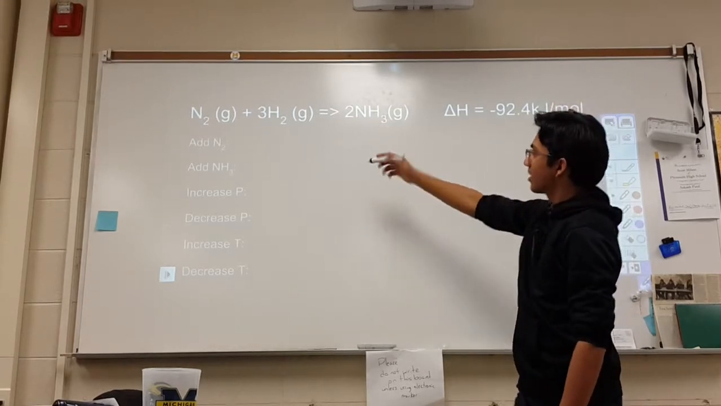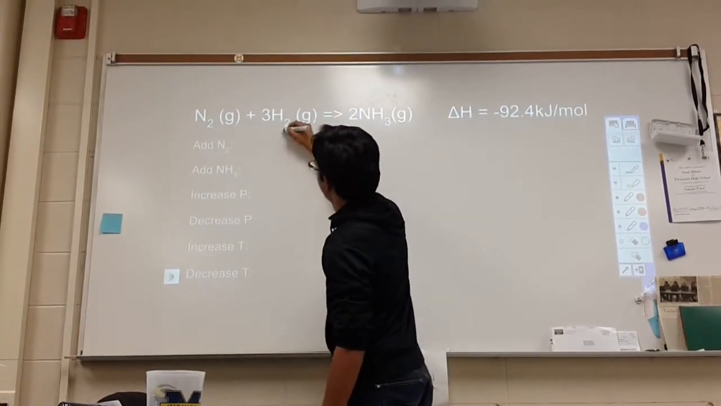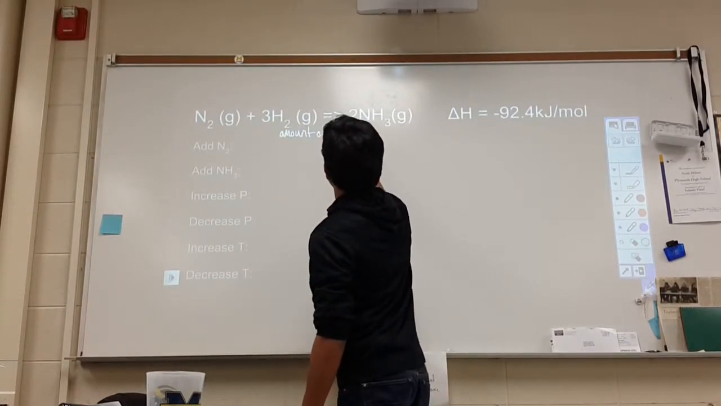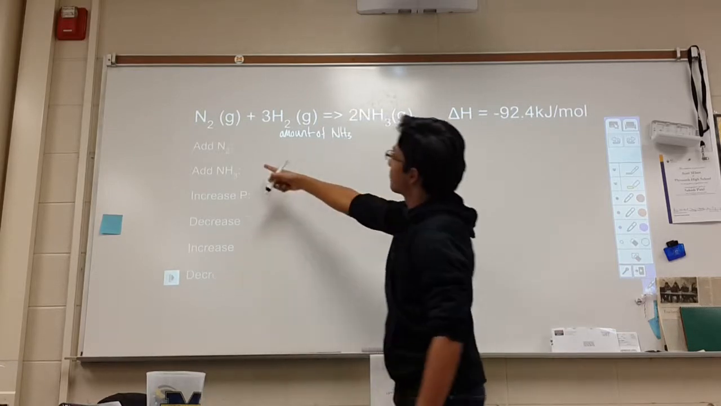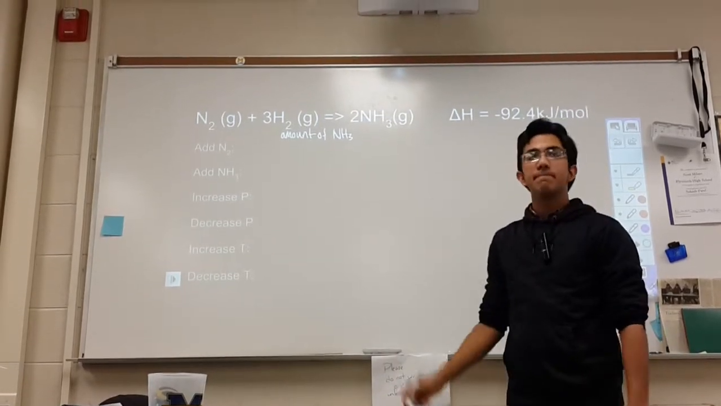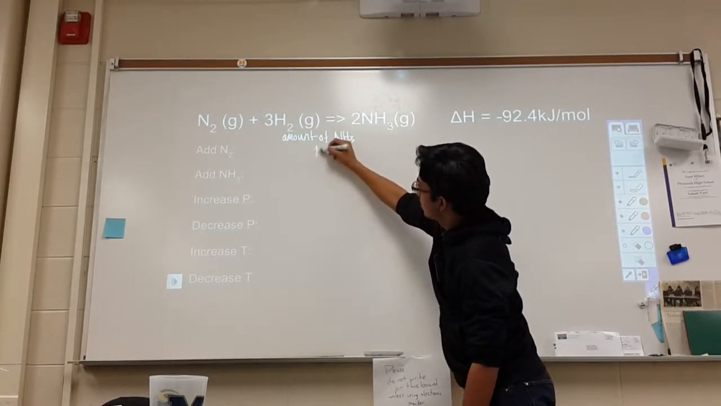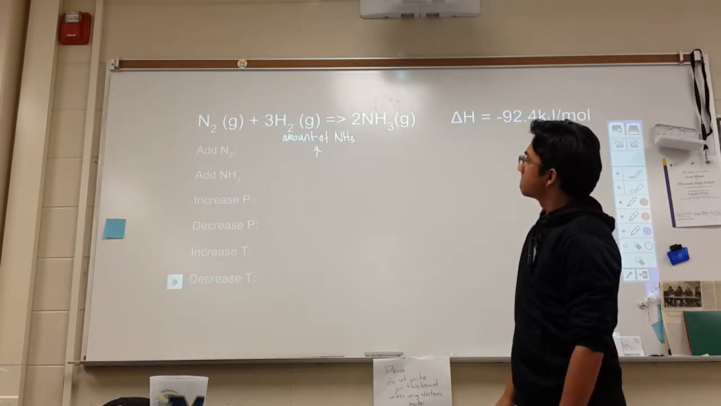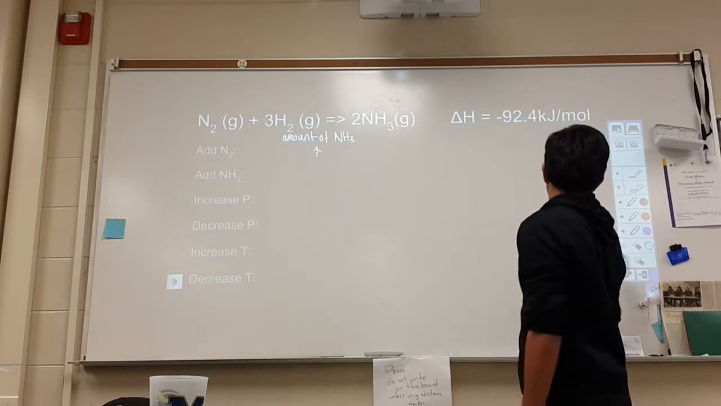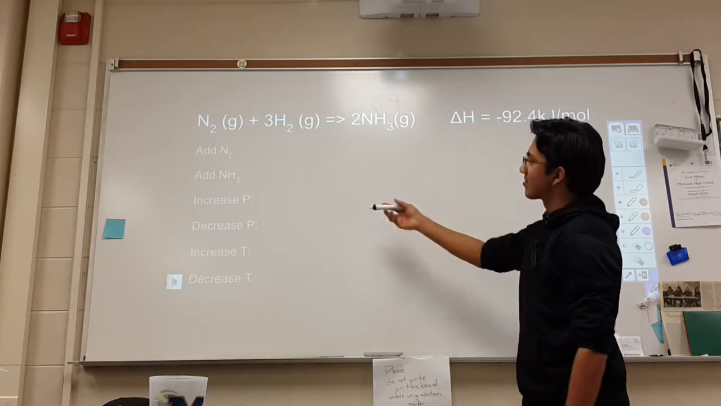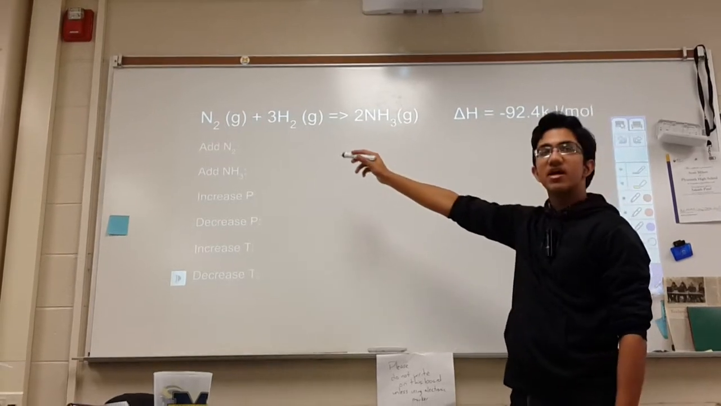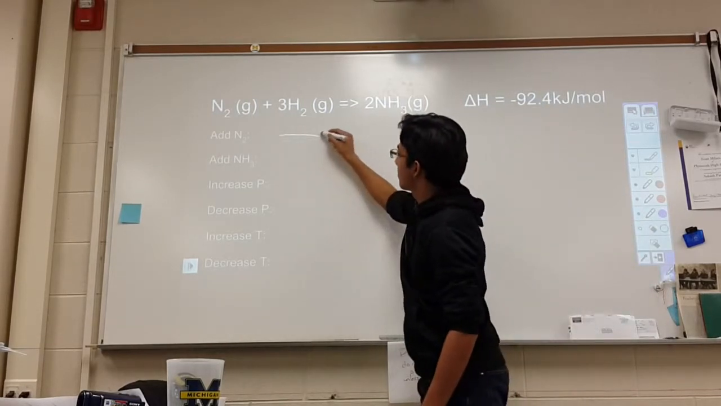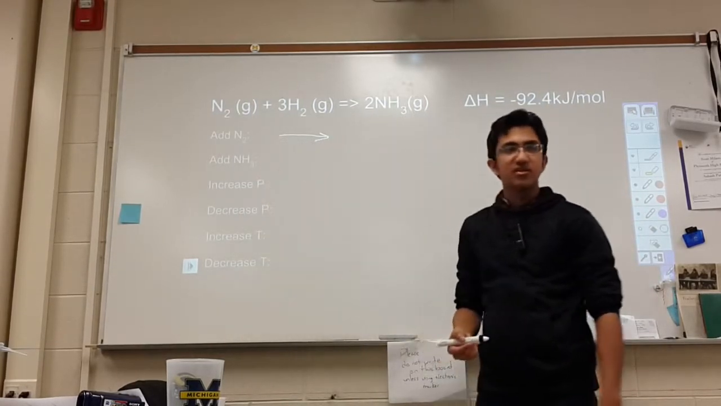So, instead of shifting, let's say we look at the amount of NH3. What's going to happen to it? If I add N2, is it going to go up or down? Up. If I add NH3, that's stupid, you can't tell. Let's not do that, because that kind of ruins the recipe. If I add N2, which way is my reaction going to shift? To the right.